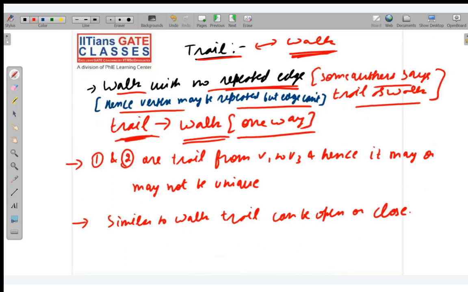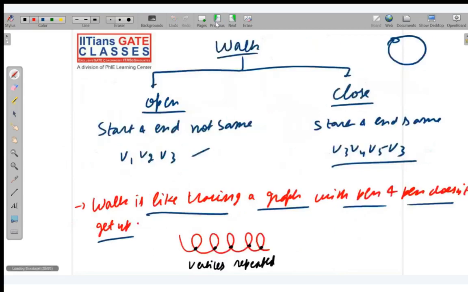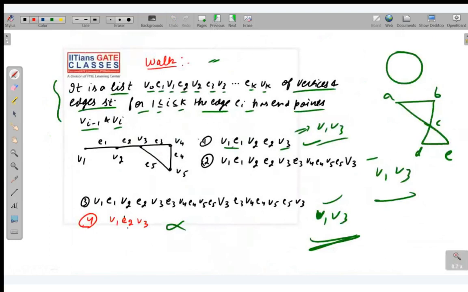See the previous example: 1 and 2 are trails from v1 to v3, hence it may or may not be unique. For example, 1 and 2 were trails because no edges were repeated. Here v1 v2 v3, and v1 v2 v3 v4 v5 v3, no edges are repeated, no problem. So there are two trails from v1 to v3, and they may or may not be unique. Here they are not unique.